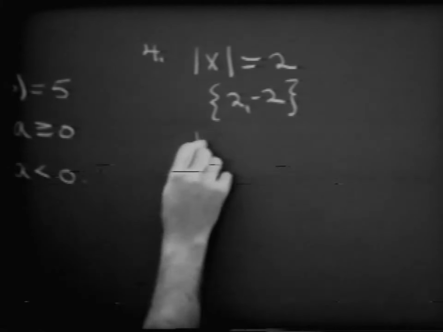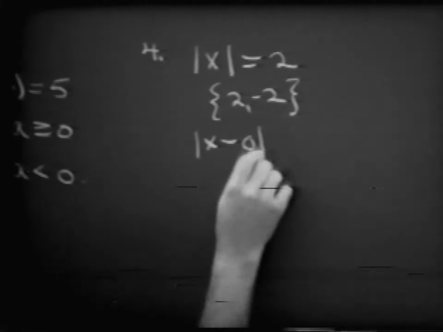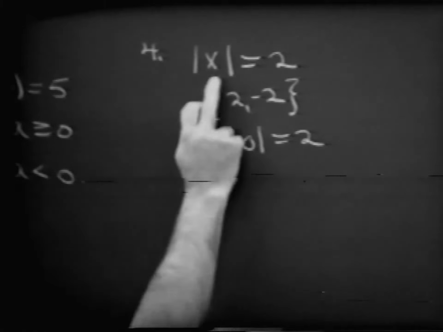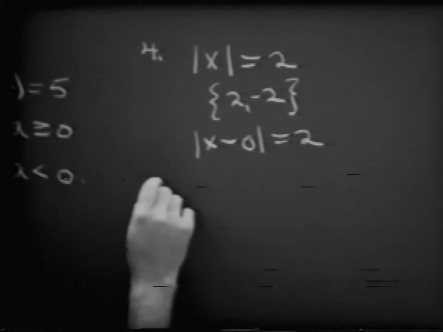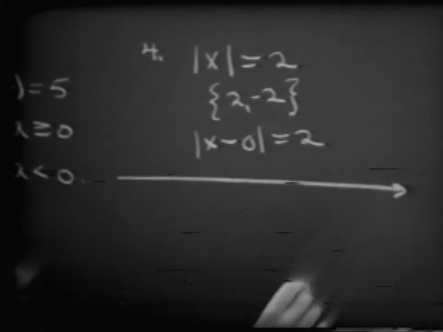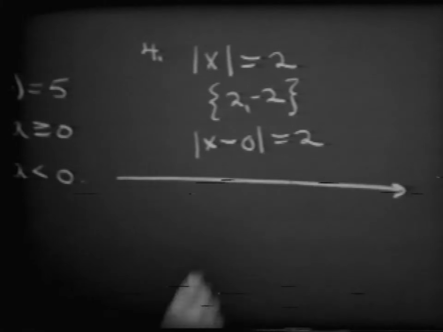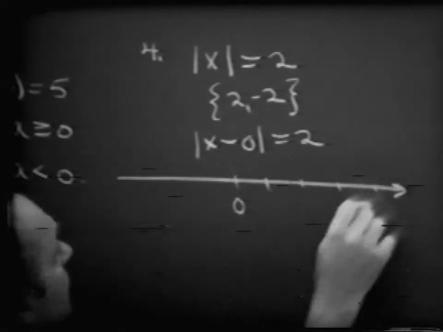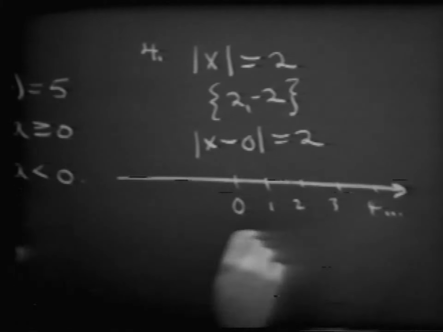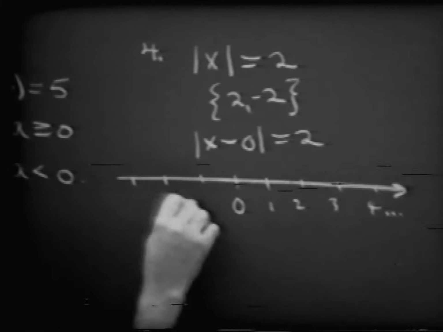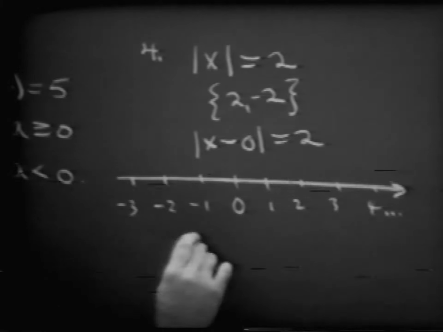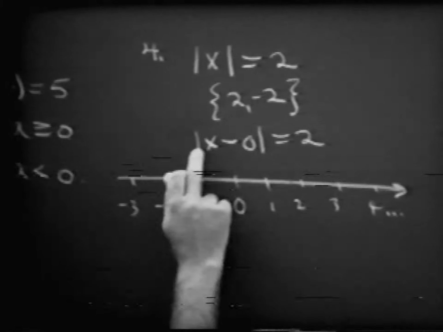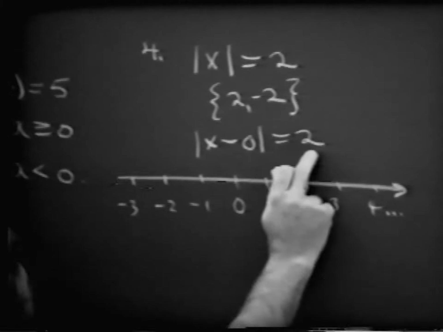Now, what I'd like to do is to shift the emphasis just a bit and write this as the absolute value of x minus 0. And I think you will agree that this is equivalent to the original sentence. And what I'd like to do is to look at it from the point of view of a graph, from the number line. Let me make a number line first of all, 2, 3, 4, and so on, and -1, -2, -3 in this direction. And let's now think of this as the distance between x and 0 must be equal to 2 units.